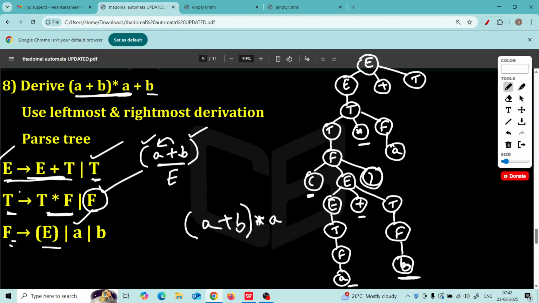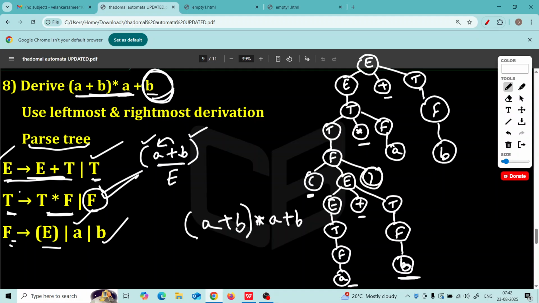See, this portion is generated. Then plus is a leaf again, and now T is pending. Somehow we want this B from this T. How will you get it? T gives F and F gives B. So we got B also. This is the way we have drawn the parse tree for this.